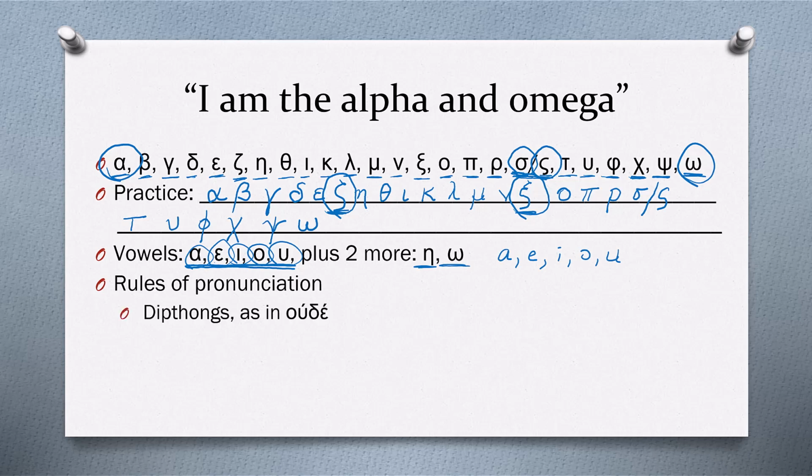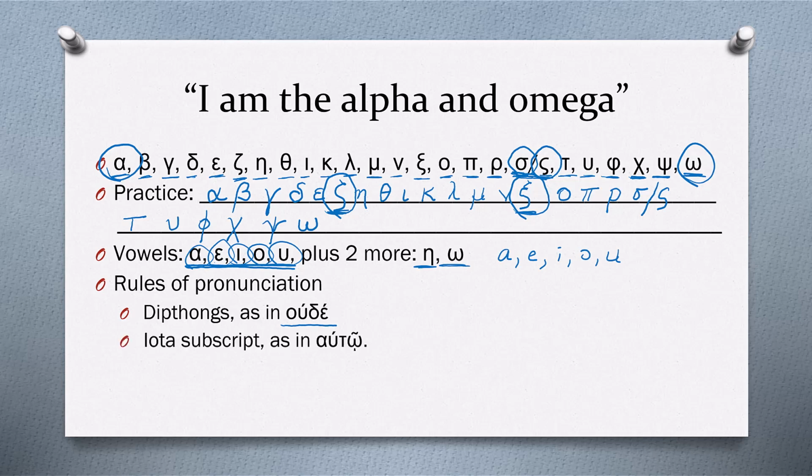First of all, we have the reality of diphthongs. A diphthong is just 2 vowels that are placed together that have 1 vowel sound. We can look at the example of ude. So this word ude, which means and not, neither, or nor, begins with 2 vowels, the omicron and the upsilon. Pronounced separately, we'd have o, e, but together they make the sound of u. So it's 2 vowels with 1 vowel sound. That's what a diphthong is. And we're going to see plenty of diphthongs in Greek.